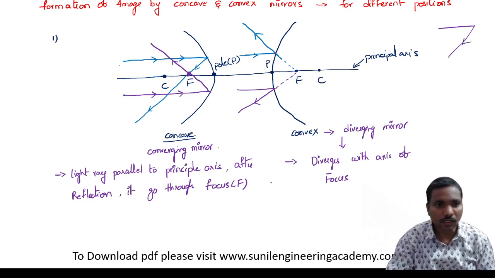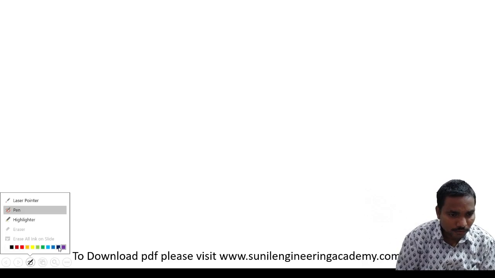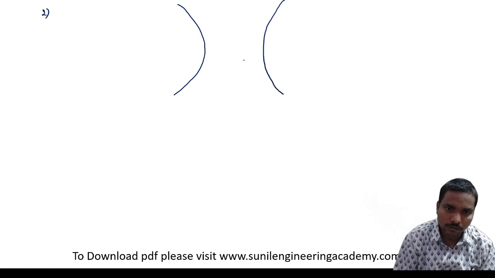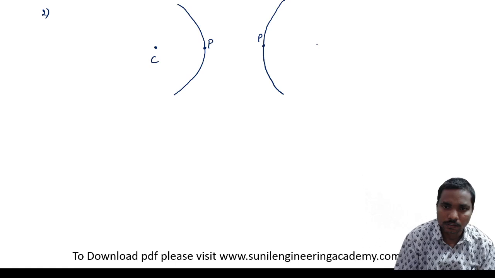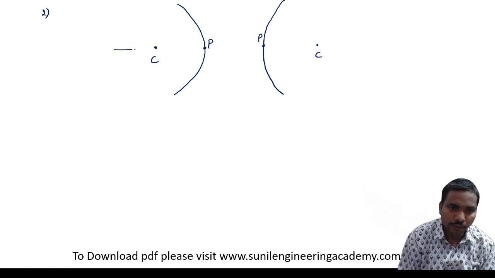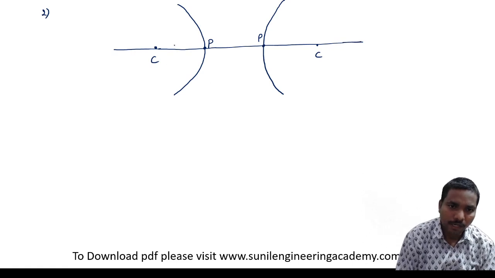Now coming to the second point. I think all of you got the first point. The second point is, take the two mirrors. We know the pole. Here we have the center. The axis flowing through the center and the pole is the principal axis. And here we have the focus.